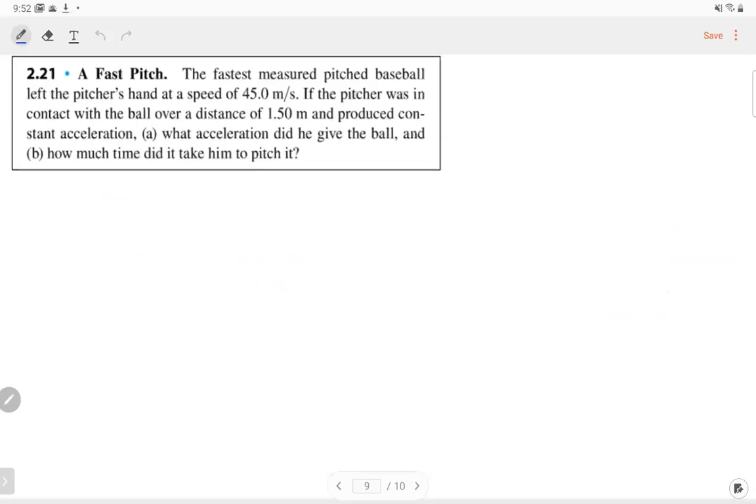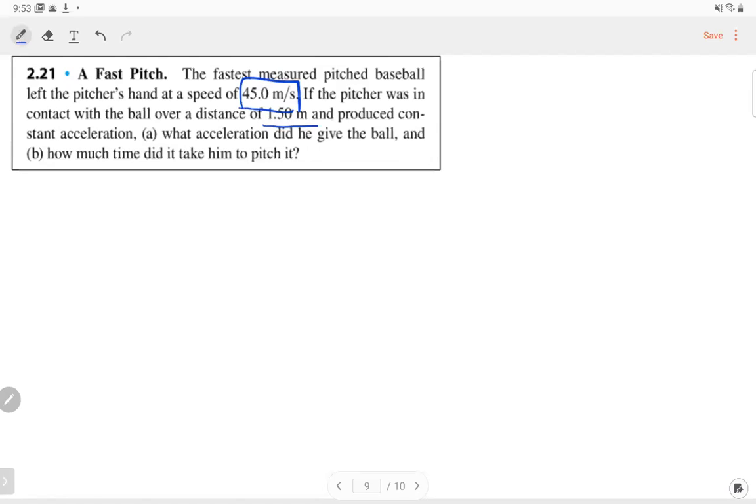And a fastball pitch. There's a baseball player who throws a ball. This ball has a final speed of 45 meters per second, and it is in contact with the pitcher's hand over 1.5 meters. We need 3 parameters. Here we only have 2 parameters. That means there is 1 parameter hidden in the description. So where is the hidden parameter?